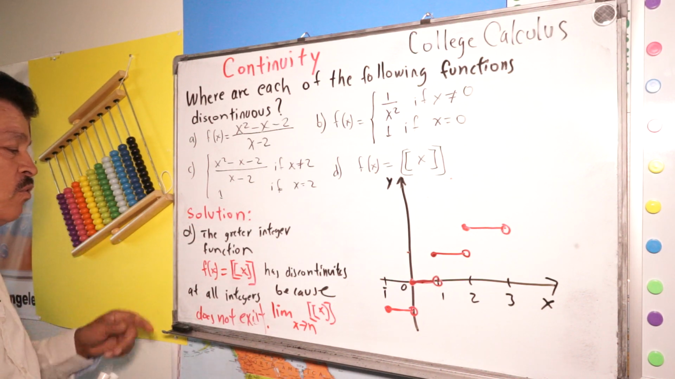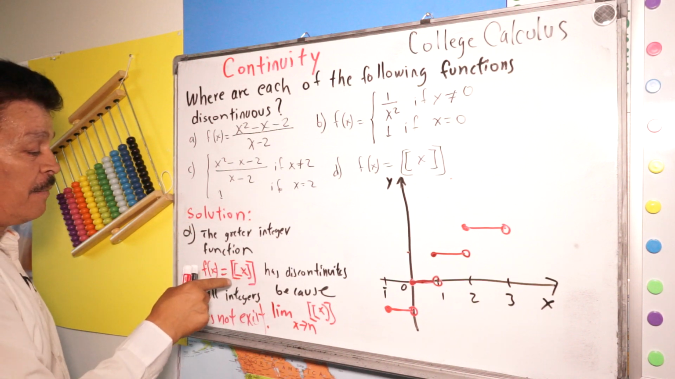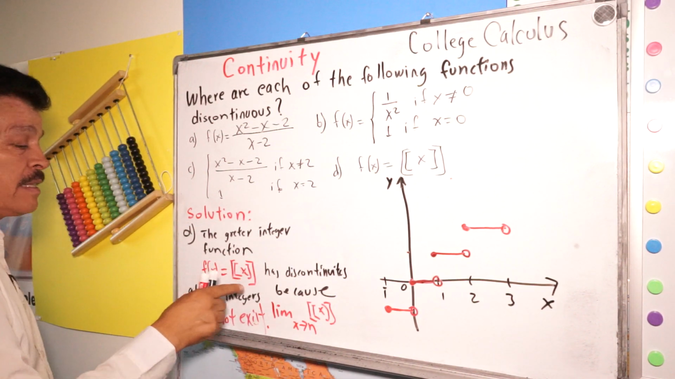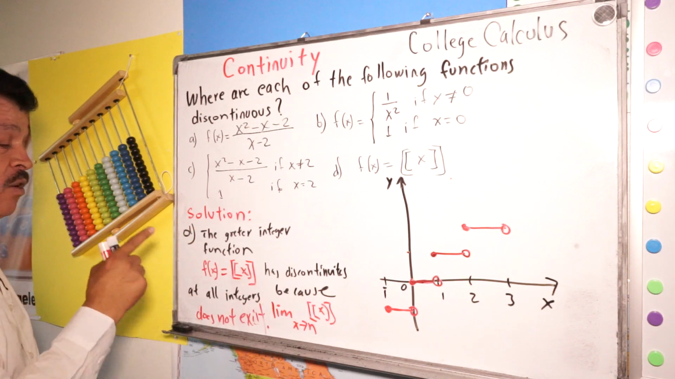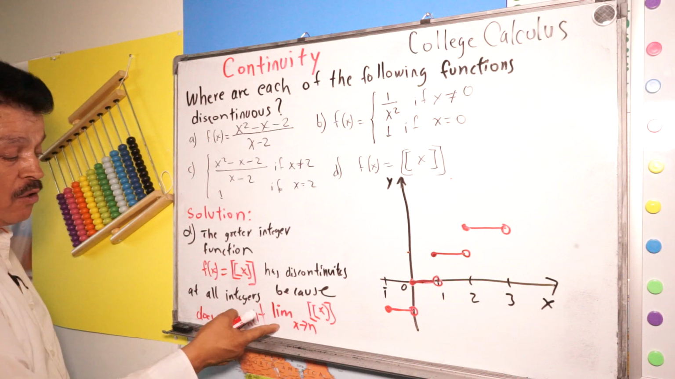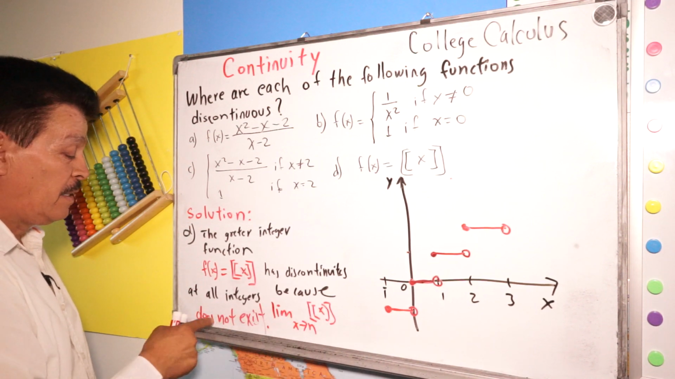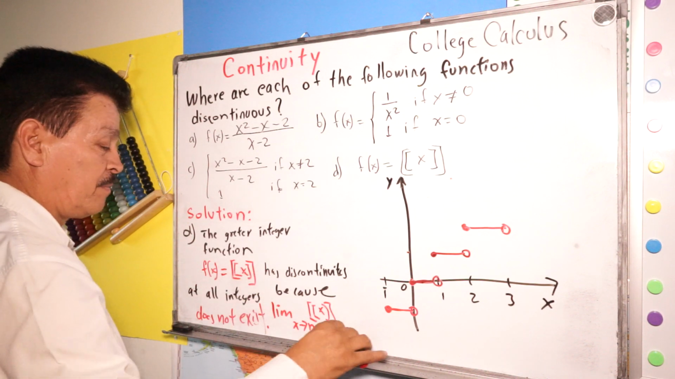So this is the picture that represents our concept. The greatest integer function f of x has discontinuities at all integers, because the limit of the integers when x approaches n does not exist. It does not exist.